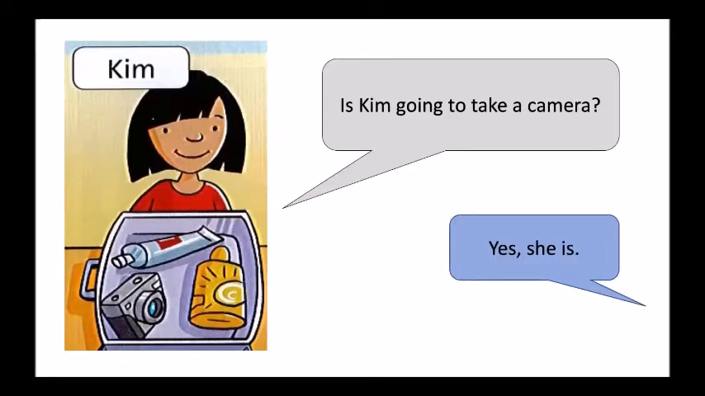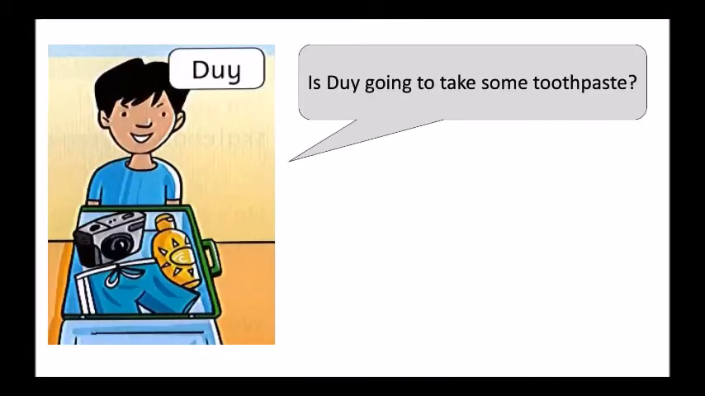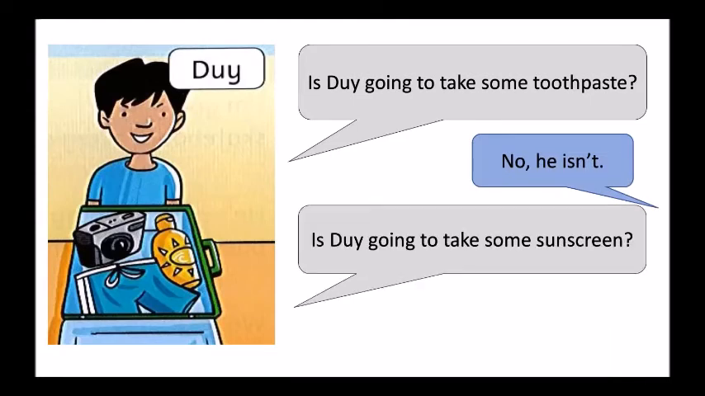Look at Kim's suitcase. The question is, is Kim going to take a camera? The answer is, yes, she is. Now, it's your turn. This is Yui. Tell me the question. Is Yui going to take some toothpaste? The answer is, no, he isn't. And another question. Is Yui going to take some sunscreen? The answer is, yes, he is.